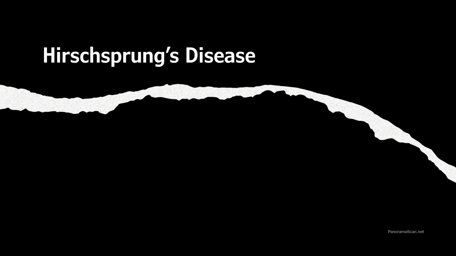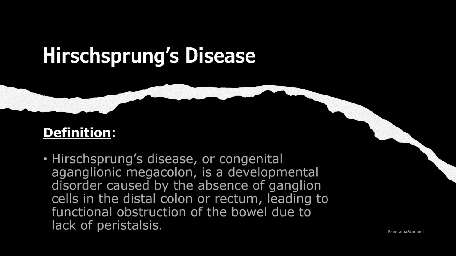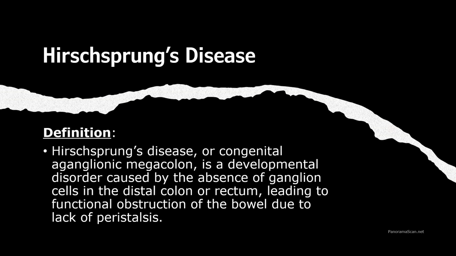Let's now focus on Hirschsprung's disease, which is also known as congenital aganglionic megacolon. This is a developmental disorder that occurs when there is an absence of ganglionic cells in the distal colon or rectum. These ganglionic cells are essential for normal bowel function as they control the movement of the intestines through peristalsis, which is the rhythmic contraction that propels food through the digestive tract.